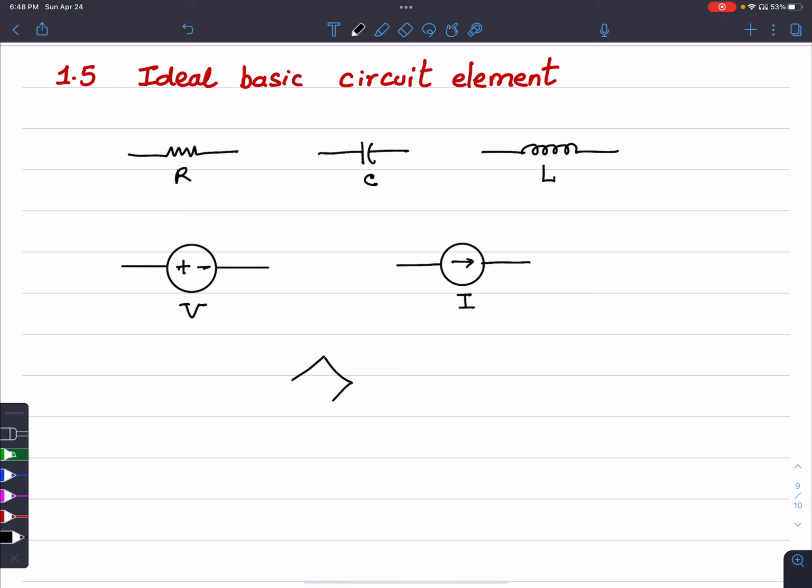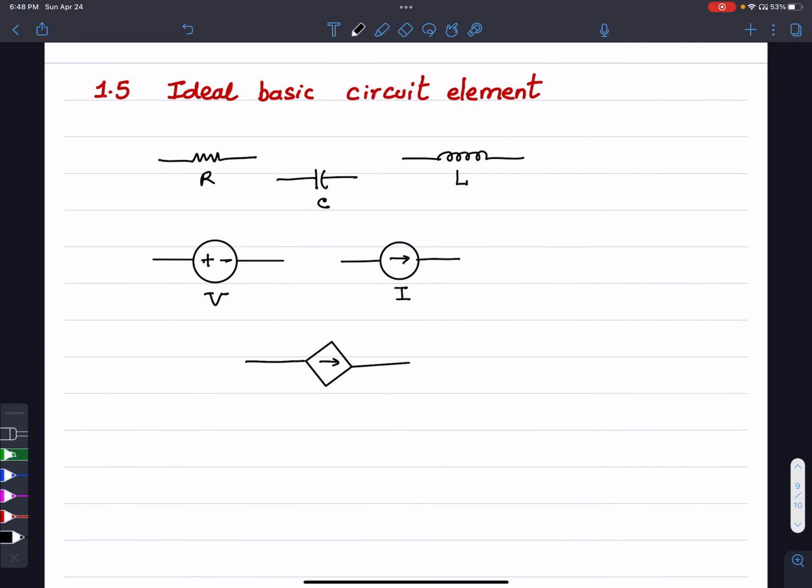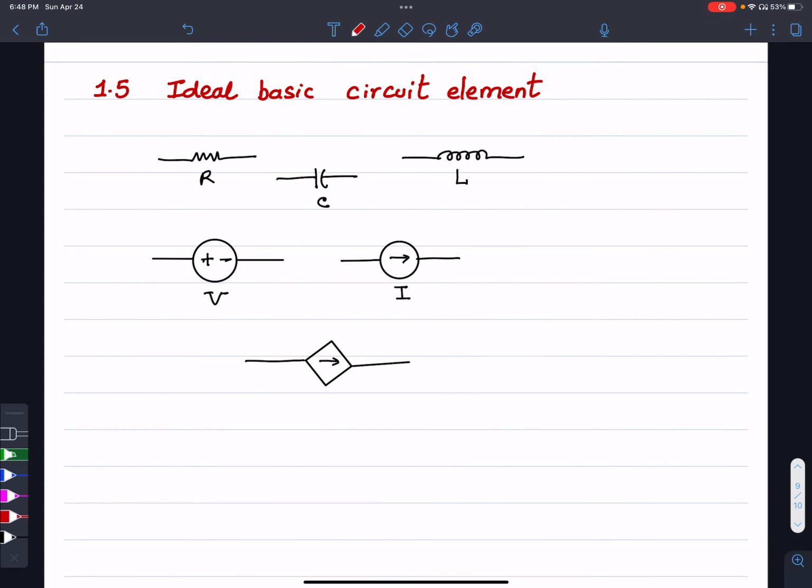Again, this box is a symbol for an independent or dependent current source or voltage source. In this case, I'm showing a dependent current source. But the idea is there are a bunch of these circuit elements that we are going to encounter in this course. And then the basic circuit element that I'm going to talk about right now is a representative of all of these circuit elements.